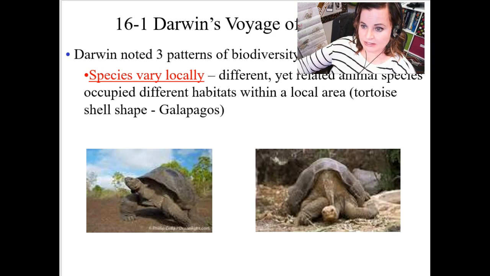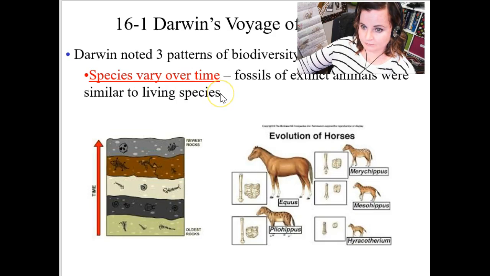That these land tortoises vary not just in the shape of their shells, but in the lengths of their neck and how their beak is shaped. So many differences, albeit maybe smaller differences, that occur, but still variation within a very local geographic area. And then, of course, species vary over time.